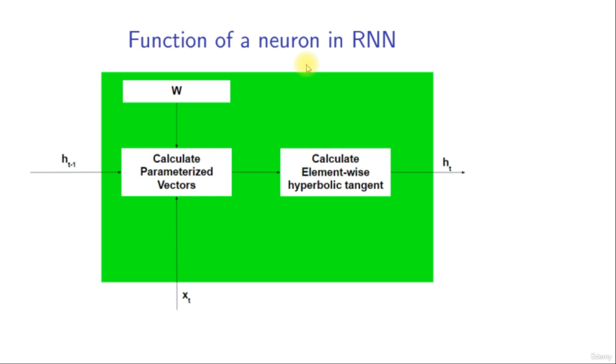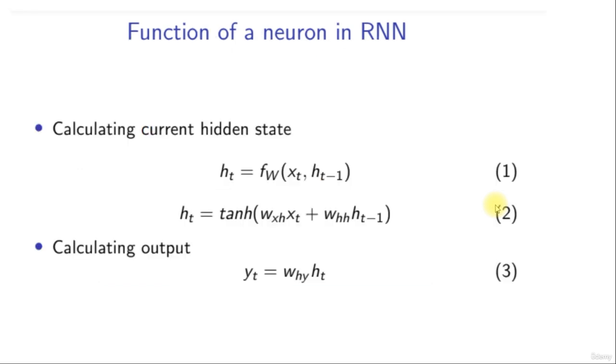Now, the function of a neuron in RNN. If you see the structure of the neuron, you have the input xt and h(t-1), the hidden state coming from the previous timestamp t minus 1. Here you have some initial weight, and then you calculate the parameterized vectors. In RNN we use the tanh activation function, also known as the hyperbolic tangent. So you calculate the element-wise hyperbolic tangent, and this new ht is given to the same neuron attached here for the next input xt plus 1. So this is the neuron structure for xt, and again you will have a neuron structure for xt plus 1.